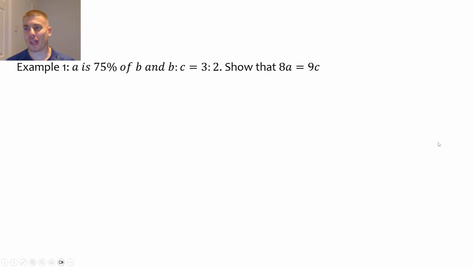Okay, example one is this. It says A is 75% of B, and the ratio of B to C is 3 to 2. Show that 8A is equal to 9C.